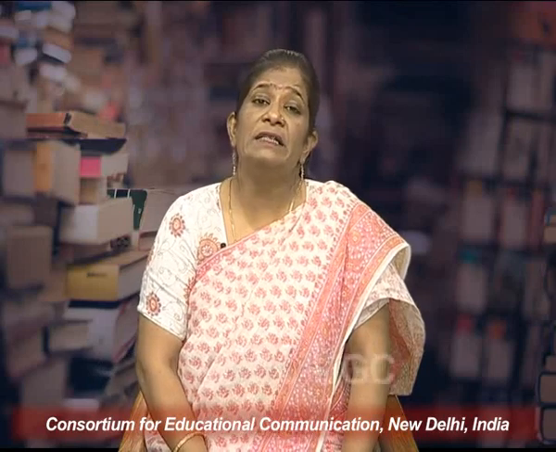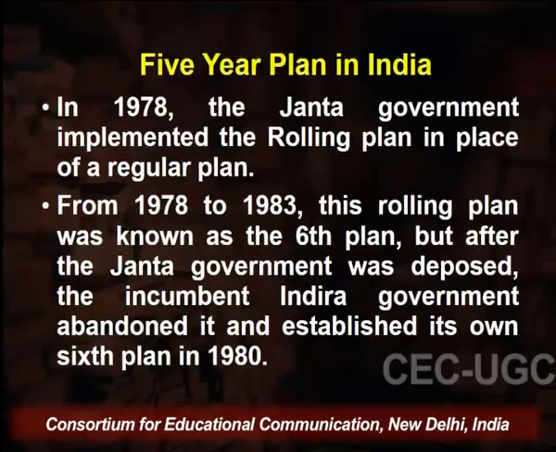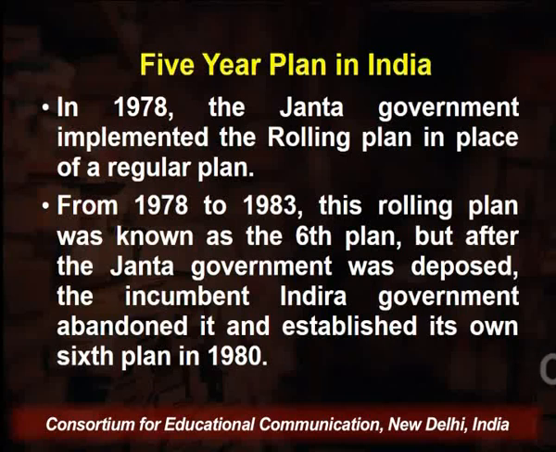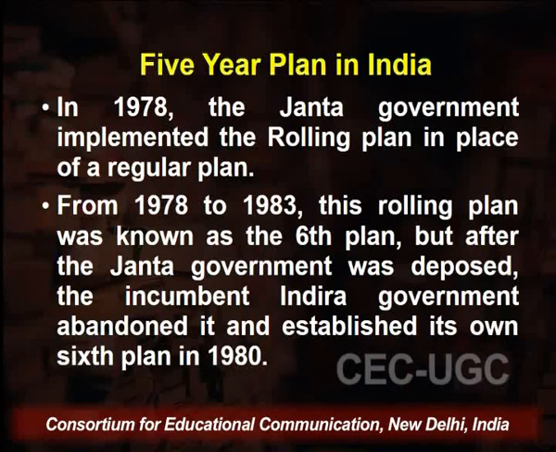And by 1978, the Janata government implemented a rolling plan in place of a regular plan. So from 1978 to 1983, there was this rolling plan, which is actually the 6th plan, but the terminology differs. But once again, the government changes and the 7th 5-year plan comes back into place.